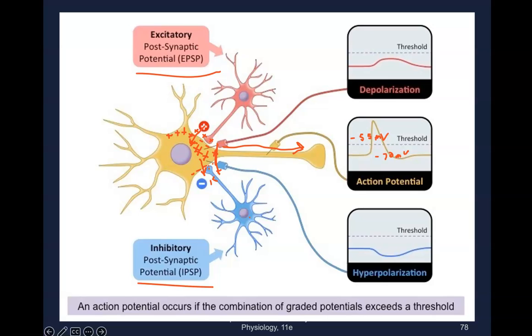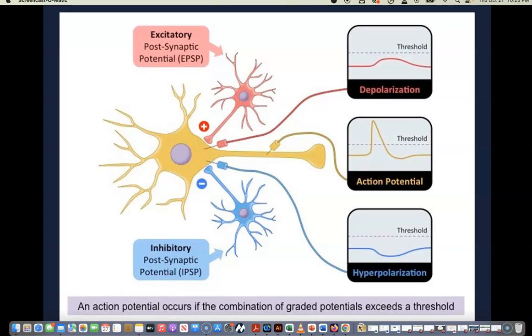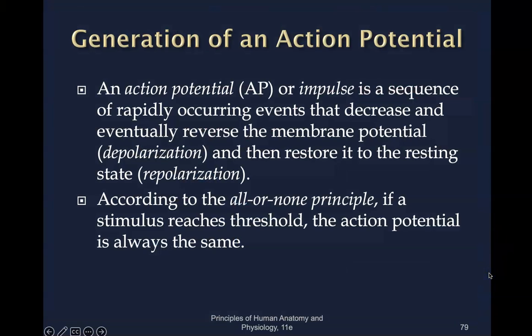So an action potential is going to occur if the combination of all these graded potentials finally exceeds the threshold of negative 55 millivolts. So hopefully I really like this. I know it's not from your text. I kind of took it from another text, but I really like how it puts it all together to make sense of that.